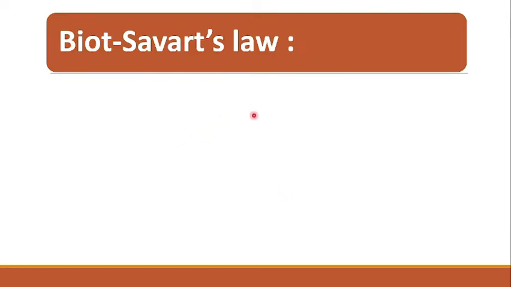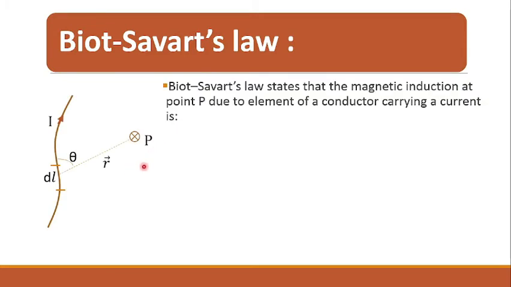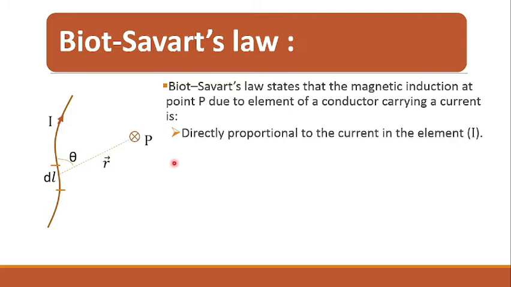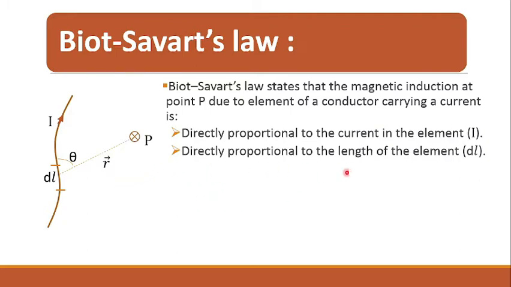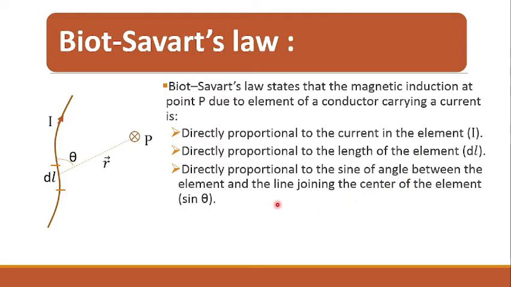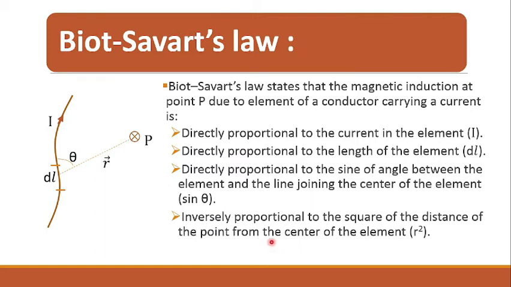Let us study the Biot-Savart law. Biot-Savart law states that the magnetic induction at any point P due to an element of a conductor carrying a current is directly proportional to the current in the element, directly proportional to the length of the element. It is directly proportional to the sine of angle between the element and the line joining the center of element. It is inversely proportional to the square of the distance of the point from the center of the element.